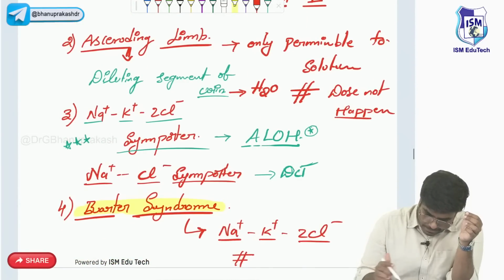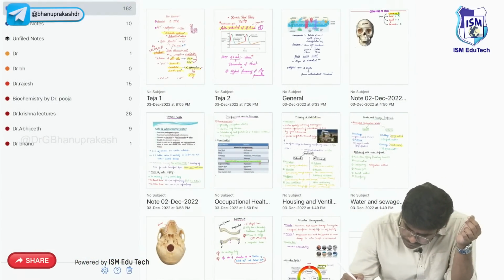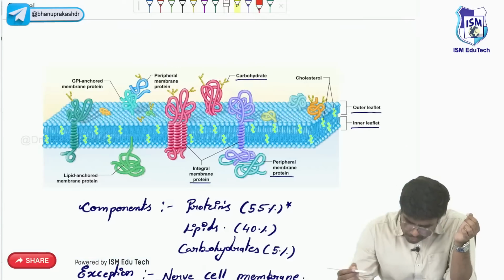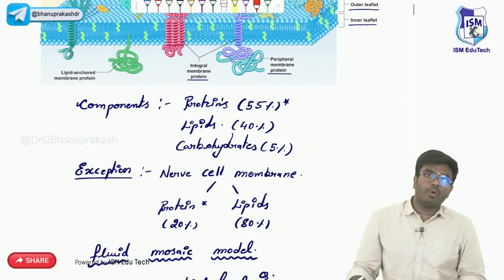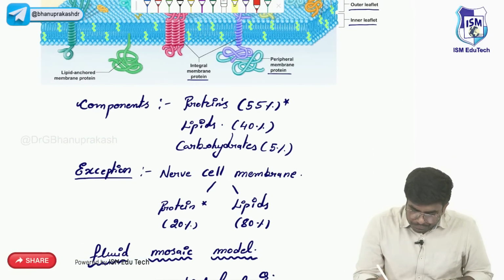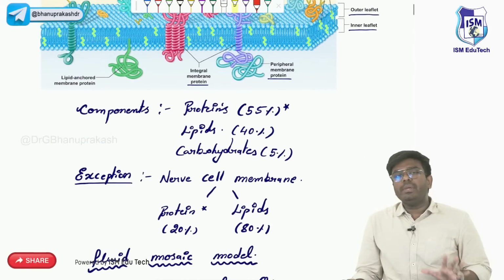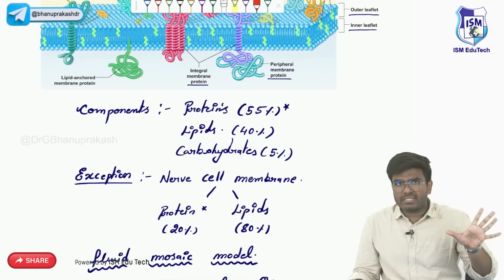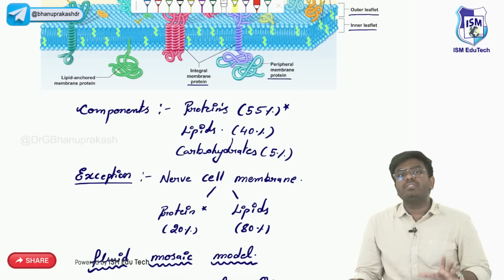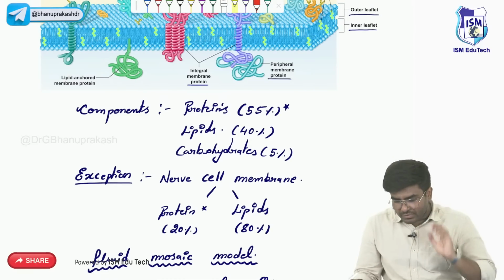Now, after this, what I want you to know are some important points from the general. General also will bring you 2-3 MCQs. Now, important topics just in the next 15 minutes. Let's see what are the important points which you need to know regarding general physiology.